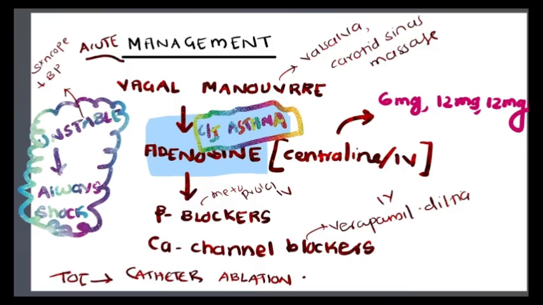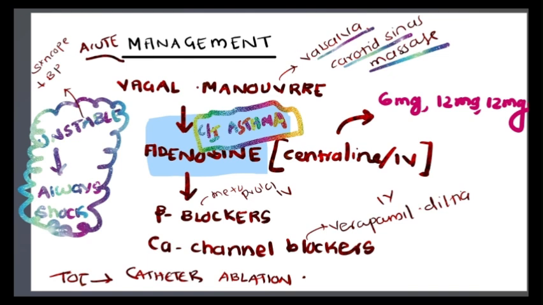So how will we manage a patient with SVT? Well, we can break the re-entry circuit by some maneuver that increases the vagus nerve activity over the SA node. One of them is the Valsalva maneuver, and another is carotid sinus massage.